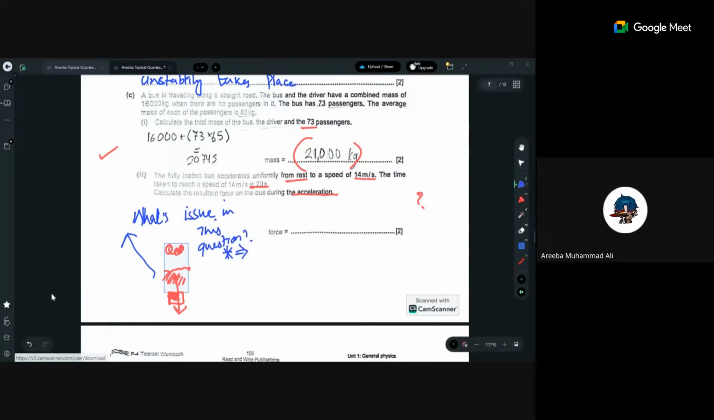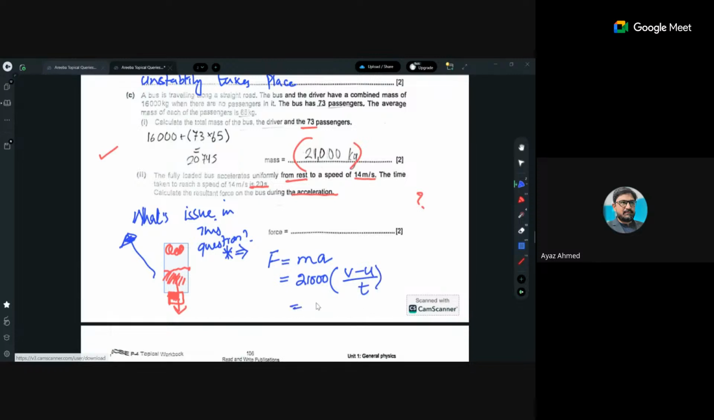I think I wasn't able to remember the resultant force equation. Yes, F is equal to M times a. Mass is 21000 kgs here, and acceleration is v minus u divided by t, divided by the time taken, which is 20 seconds. You should do this yourself, these are things that need to be memorized. So you will solve this and find the answer here.